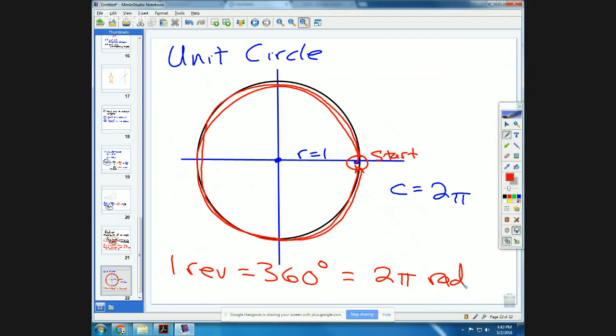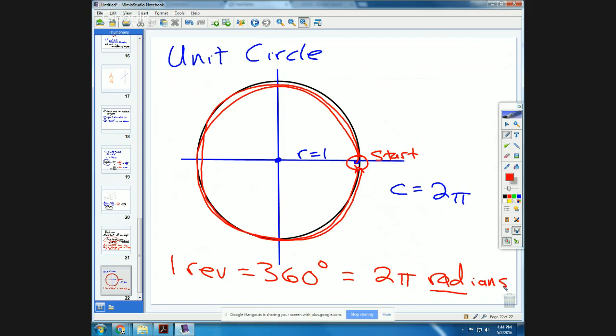Sometimes you'll see it abbreviated RAD. I'm going to write up the word radians. So radian is just an alternate angle measure. It has more foundation in geometry than 360. 360 is arbitrary.